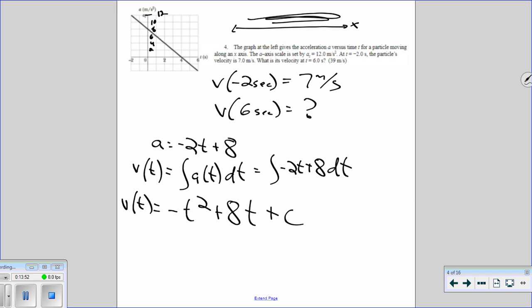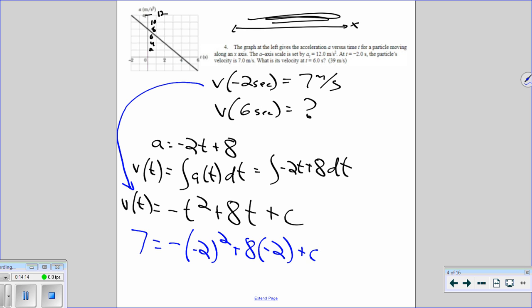Let me pause for a minute. Does everybody follow what he's doing here? Good? All right, cool. Now what? Since you know that at time -2.0 seconds, the velocity is 7, you're saying we can plug this in here, right? So 7 equals -(-2) squared plus 8 times -2 plus c. Solve for c. What'd you get for c? I get c equals 27. 27. That's got to be meters per second, I guess? Follow? Yes. All right, and now what?